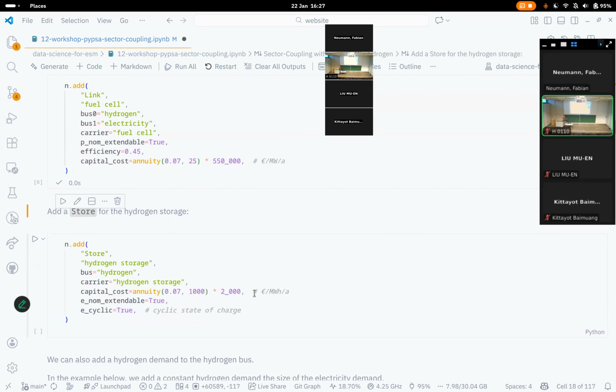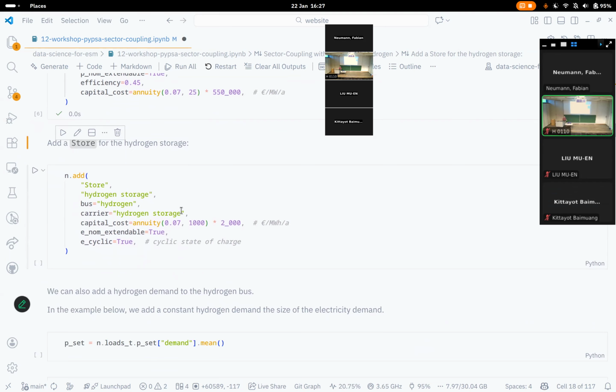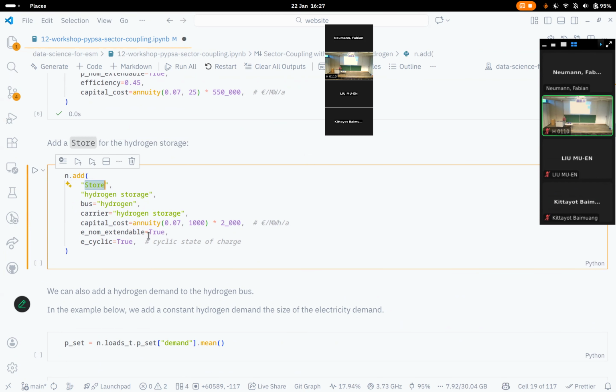And now we have made the connections between the electricity and hydrogen bus, and now we need a component that keeps track of the state of charge of our storage medium at the hydrogen bus. And for that, we use the store component, so not the storage unit component, which assumes a fixed energy to power ratio of a storage unit, but just a more general store unit. We call it hydrogen storage. That connects to the hydrogen bus, hydrogen storage carrier.